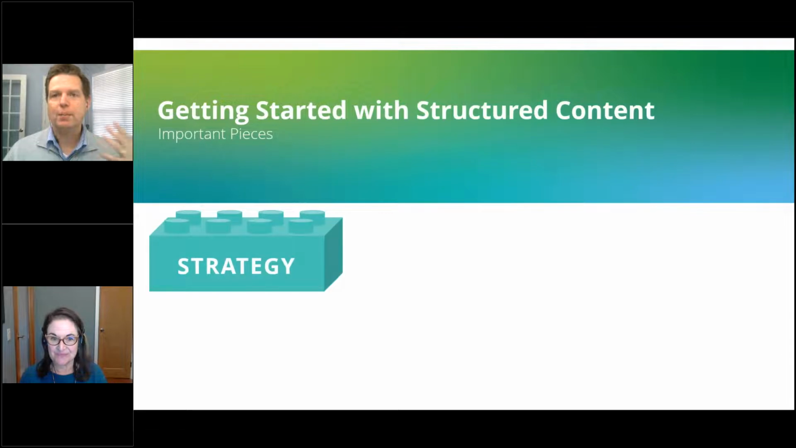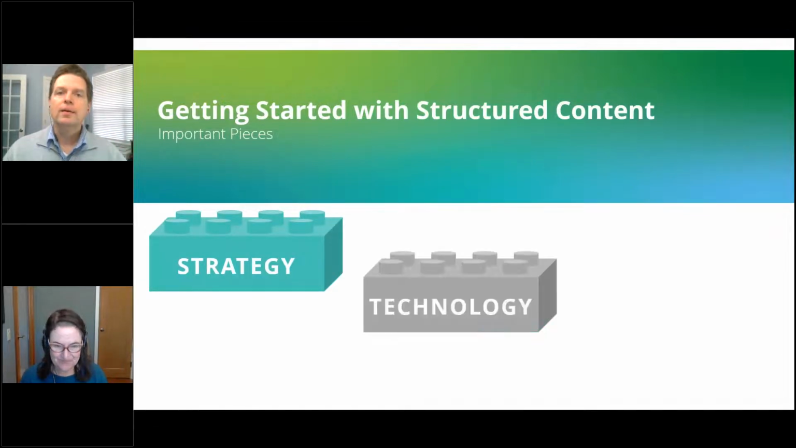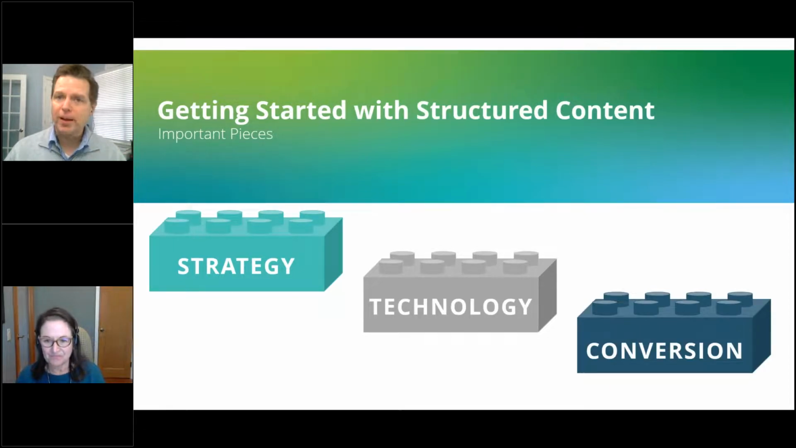First of all, you've got to put together some sort of a strategy. That's building block number one. Second of all, you're going to need some technology, and we're going to talk about some of the technologies you need to be thinking about. And then there's a conversion piece, right? How do I get my old content into these new formats in a way that we can work with it? So this is where we're going next here in section 3.